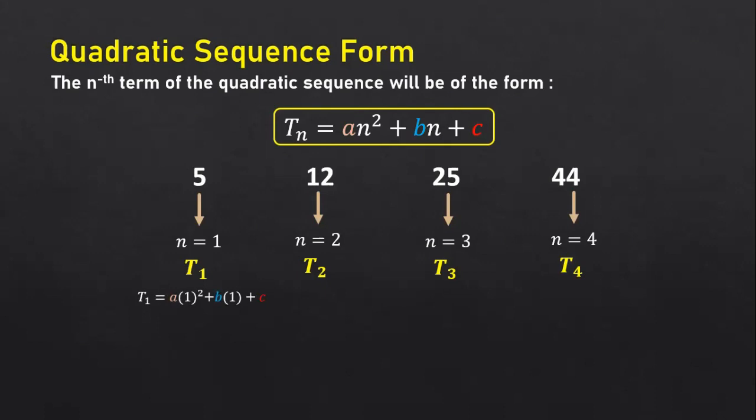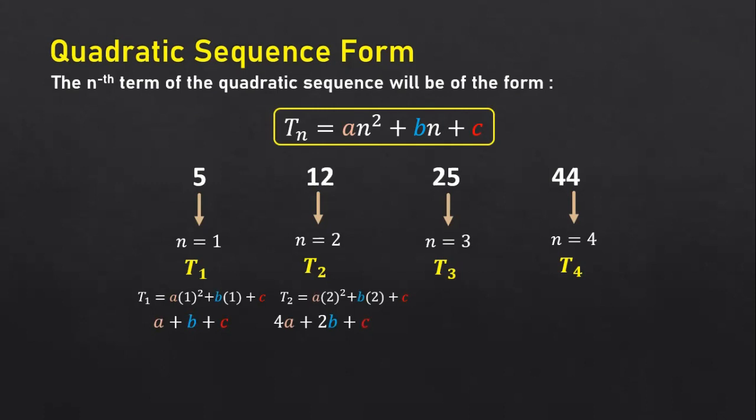For this quadratic sequence, 5, 12, 25, and 44, for T1 or n equals 1, based on the formula Tn equals an squared plus bn plus c, we substitute n equals 1 into the formula. We get a times 1 squared plus b times 1 plus c, the simplest one, a plus b plus c. What about T2? a times 2 squared plus b times 2 plus c. We got 4a plus 2b plus c. Very easy, right?